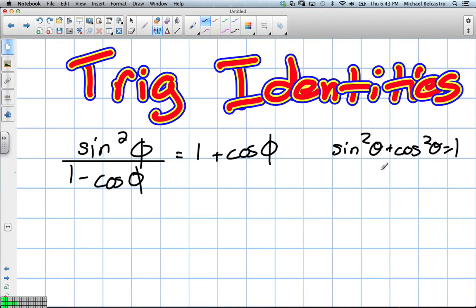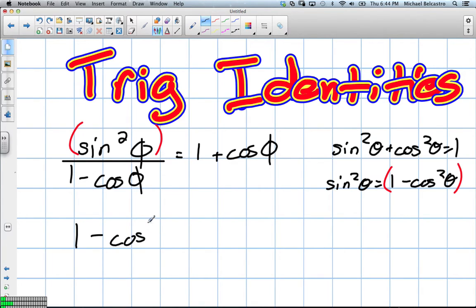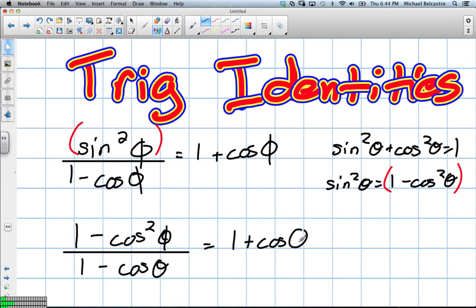Well, let's set this equal to sine. That means sine squared theta is equal to 1 minus cos squared theta, right? So in other words, I can replace sine squared theta with 1 minus cos squared theta. Let's do that and see if that helps us at all. 1 minus cos squared theta, over 1 minus cos theta, is equal to 1 plus cos theta.